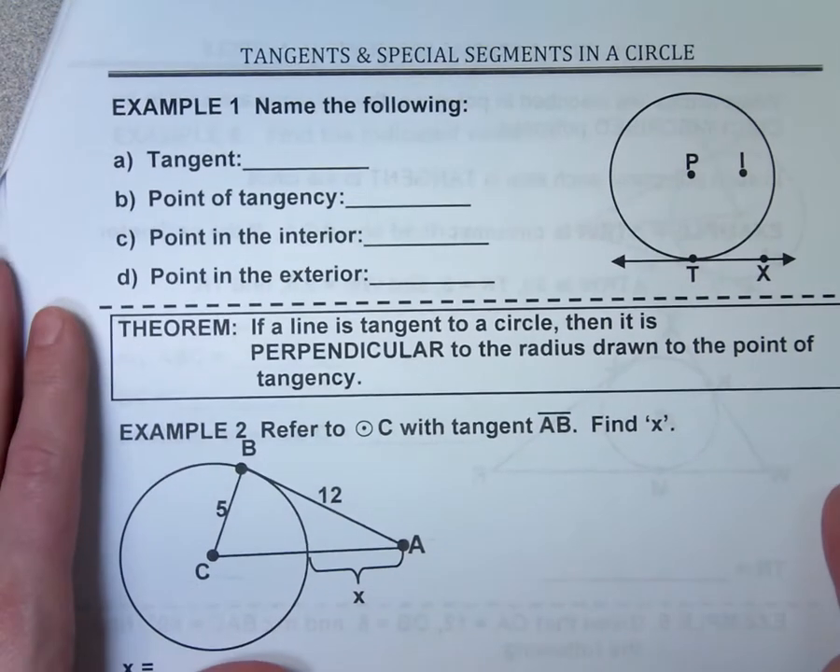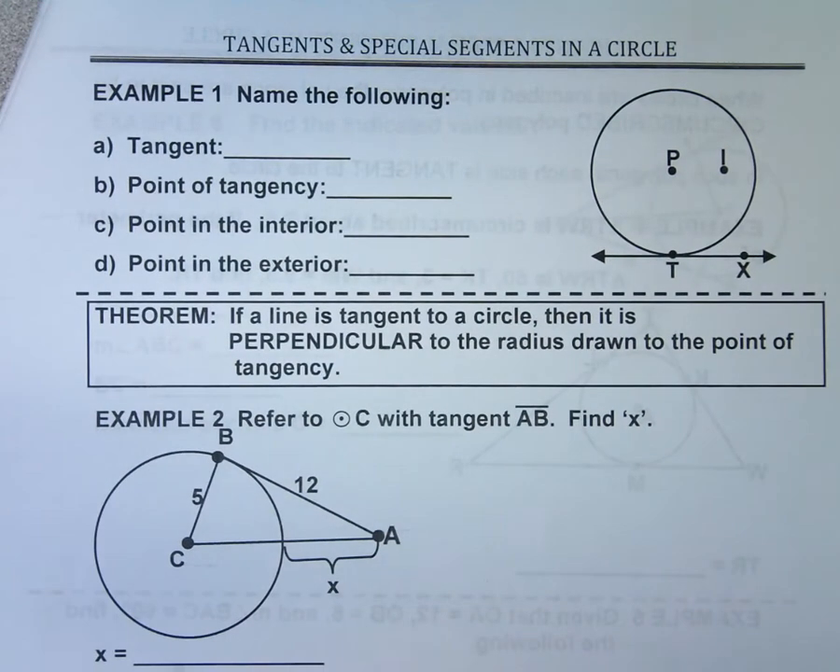First, we're going to just talk about tangent again. So tangent is a line that intersects the circle in just one location. So what line intersects the circle just once?